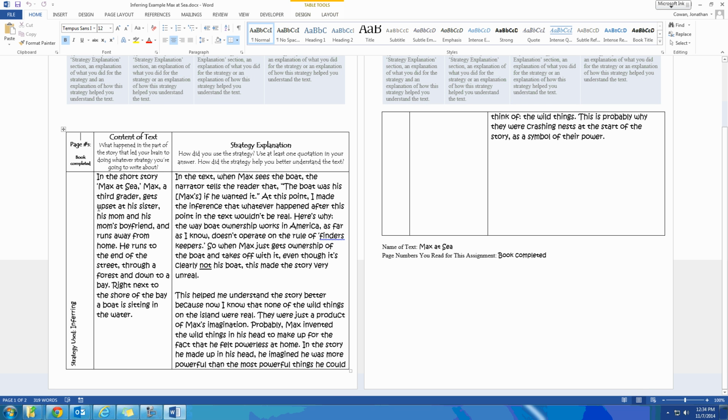So here's my summary. And remember, my summary always relates directly to the strategy. The summary is not random. The summary is not about the whole book at this point. The summary is just about the part of the story that led you to make the inference.